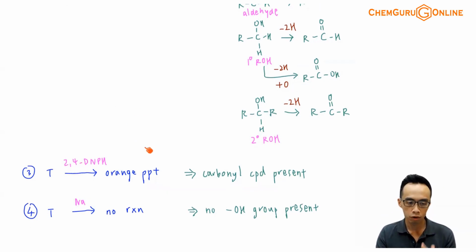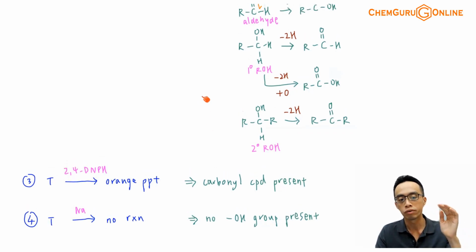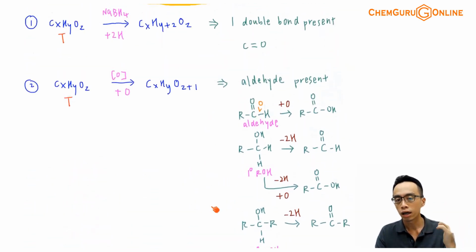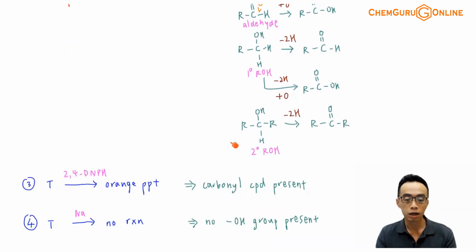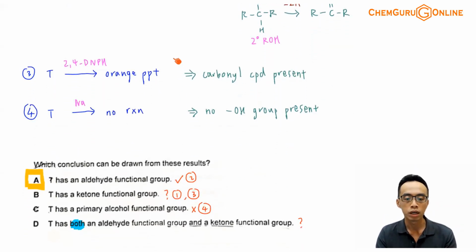Finally, for result number 4, T will have no reaction with sodium metal. So if there's no reaction with sodium metal, it will mean that there's no OH functional group present. Alright, so based on our results 1, 2, 3, 4, I know that an aldehyde functional group is present, a carbonyl compound is present, which is actually my aldehyde, and no alcohol functional group is present.